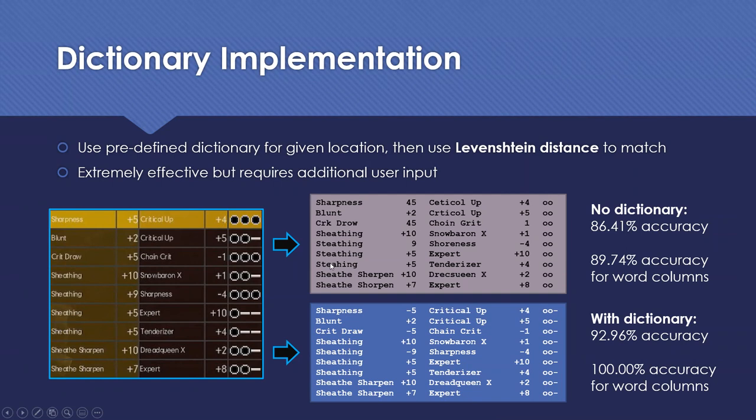So the idea is that we compare all the results to all the possible results that could be in this column, or it could be a row, either way. By applying this, we actually improve the accuracy quite a bit. We go from 86% to about 93%. That's a pretty significant jump. We're basically cutting the error rate in about half.